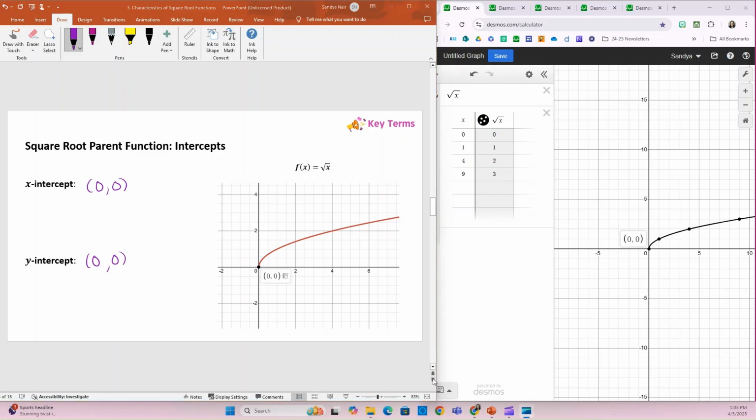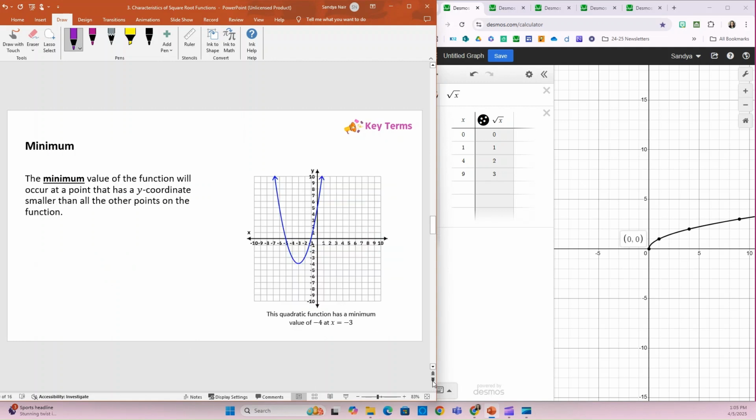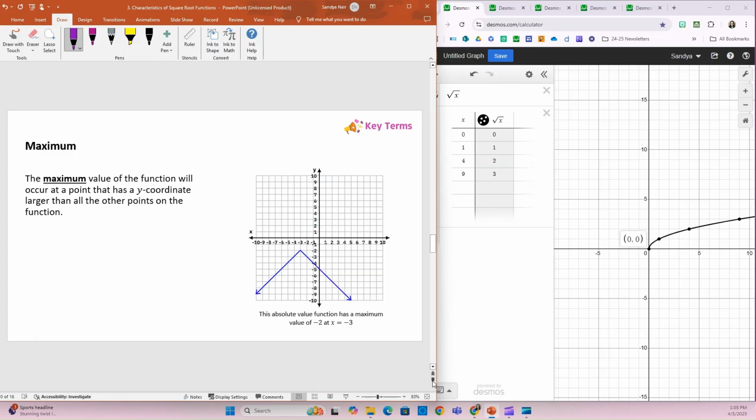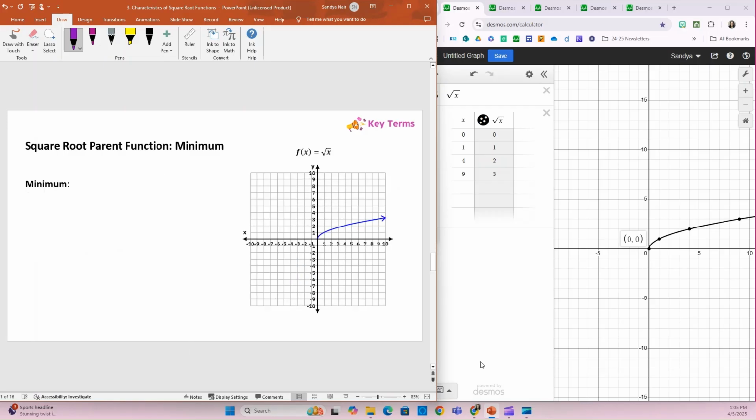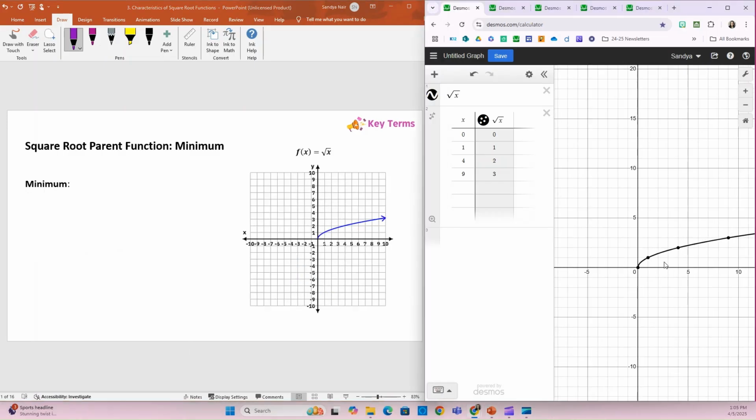So remember, the minimum value of a function will occur at a point that has a y-coordinate that's smaller than all the other points on the function. The maximum value of a function will occur at a y-coordinate that is larger than all the other points on the function. So if we look at this graph of the square root parent function, notice that this y equals 0 is going to be the lowest y value. Every other y value on this function is going to be higher than that.